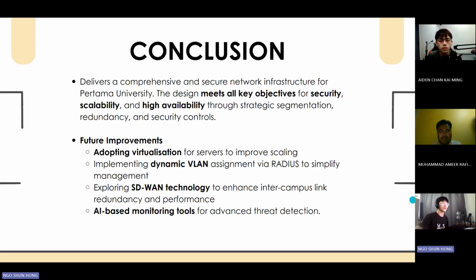Looking forward, for our future improvements, we recommend the university consider adopting virtualization for servers to improve scaling, and also implement dynamic VLAN assignment via RADIUS to simplify management, and also explore SD-WAN technology to enhance inter-campus link redundancy, and AI-based monitoring tools for advanced threat detection.